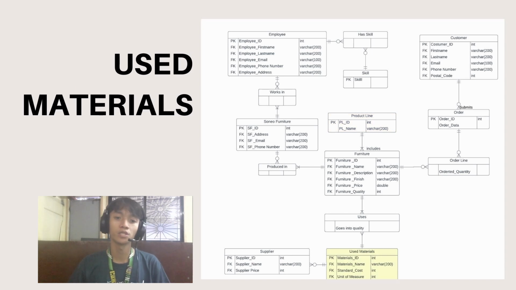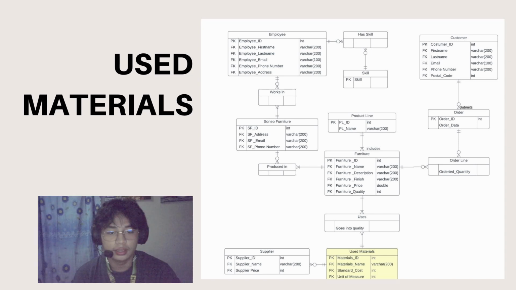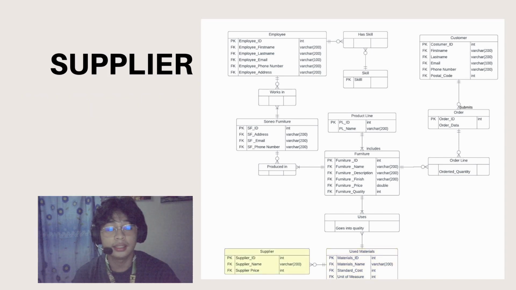The used materials entity contains ID, which refers to the unique material from other materials. Furthermore, materials has name, standard, cost, and unit of measure. The supplier contains ID, name, price, where it supplies the materials of furniture. In other words, a supplier's function in a company is to deliver high-quality items from a manufacturer at a reasonable price to a distributor or retailer for resale.